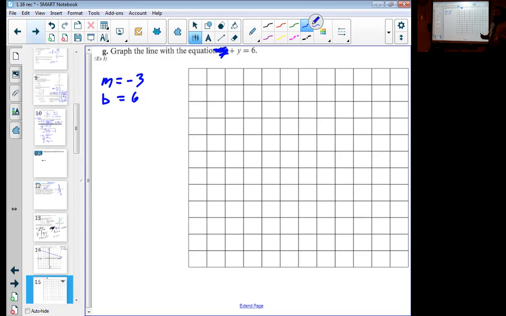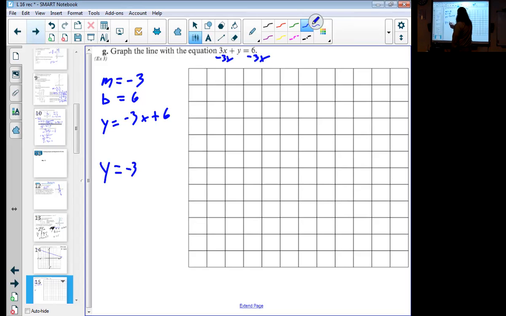If what I just did doesn't make sense, what you should do is solve for y. The last thing that happened to y before it became 6 is we added 3x. So we get rid of the plus 3x and subtract 3x from both sides. And we have y is equal to negative 3x plus 6, which makes y all alone.